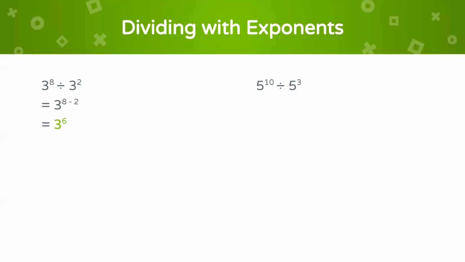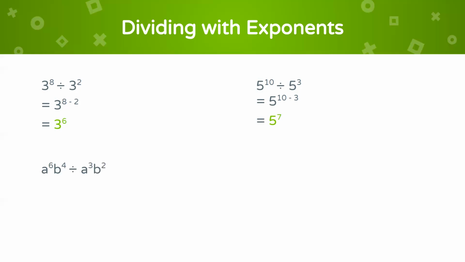I'm assuming that you tried this for yourself. Again, this is the same base, so all you have to do is subtract the exponents. So you would get 5 to the power of 10 minus 3, and once you've done that subtraction, you'll get 5 to the power of 7 as your final answer.